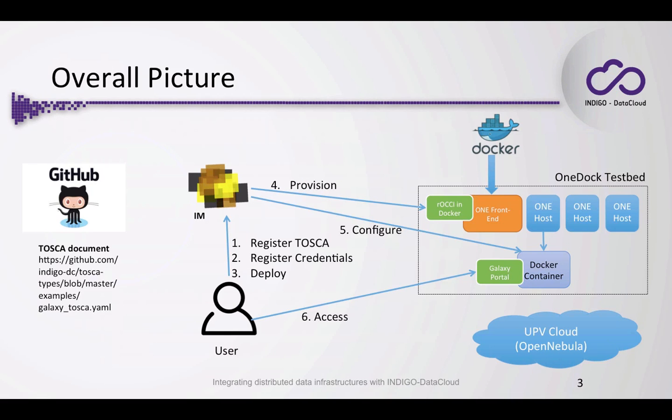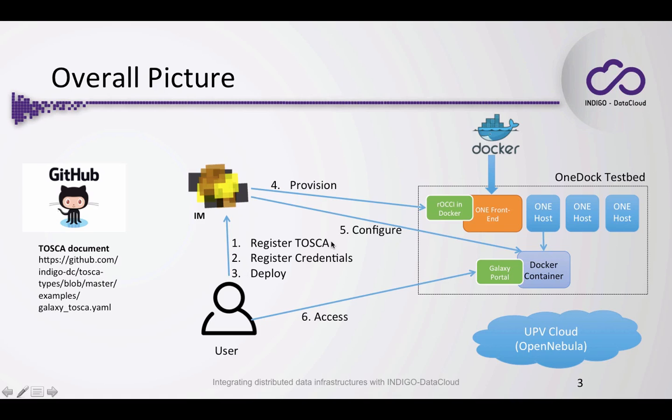So this is basically the overall picture of the demo that we are going to perform. First of all, the user is going to connect to the Infrastructure Manager in order to register the TOSCA document in which you describe the Galaxy node together with the requirements you want for the infrastructure. And this is represented currently as a TOSCA document, and we are using GitHub in order to store these documents, because this way we have versioning and we have the ability to retrieve these documents very easily.